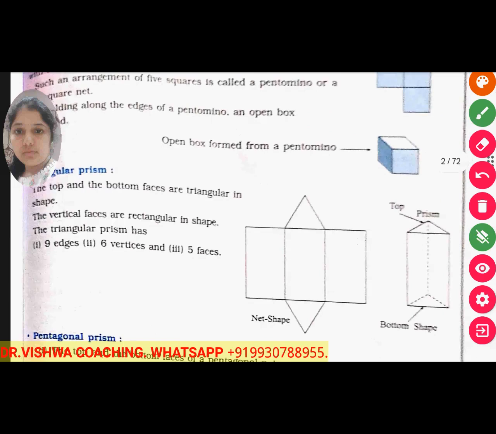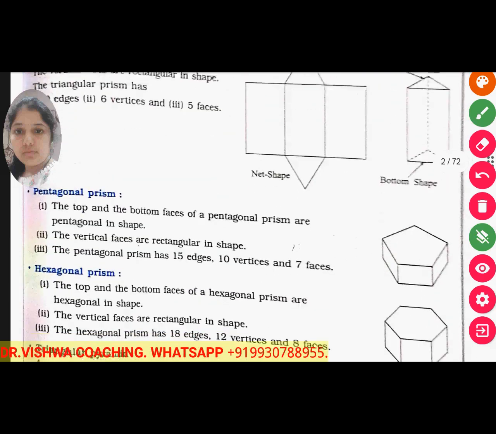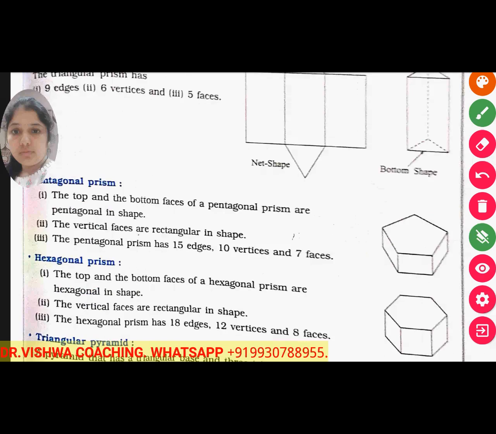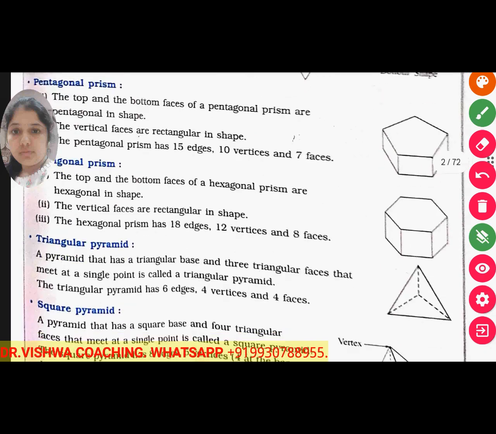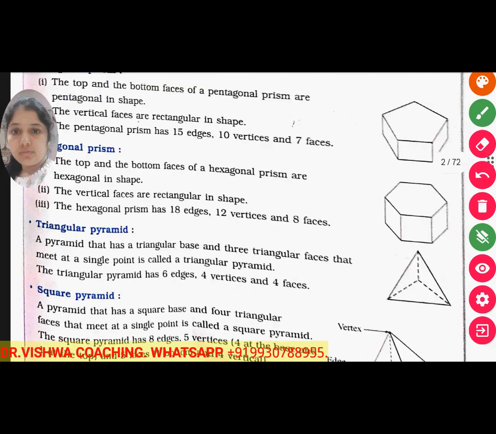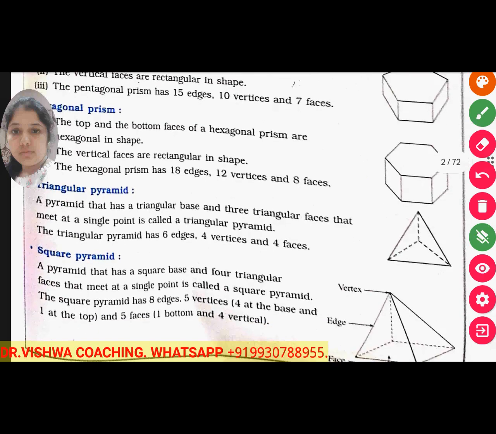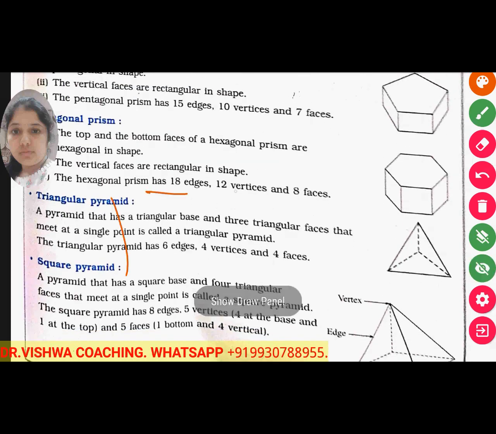Now triangular prism: how many edges, vertices and faces the triangular prism has, you can go through in the theoretical points. A pentagonal prism has 15 edges, 10 vertices and 7 faces. A hexagonal prism can also be formed from a two-dimensional shape. It has 18 edges, 12 vertices and 8 faces. Triangular pyramid: 6 edges, 4 vertices and 4 faces. You can see 1, 2, 3, 4, 5, 6 edges, 4 faces and 4 vertices it has.